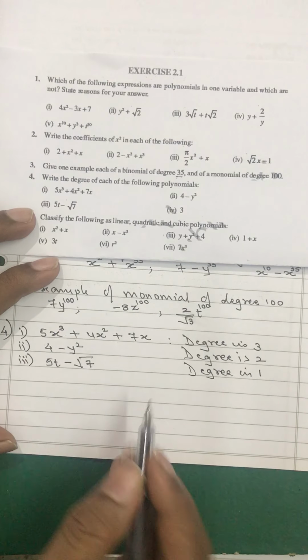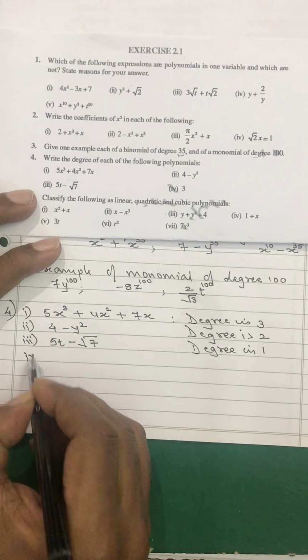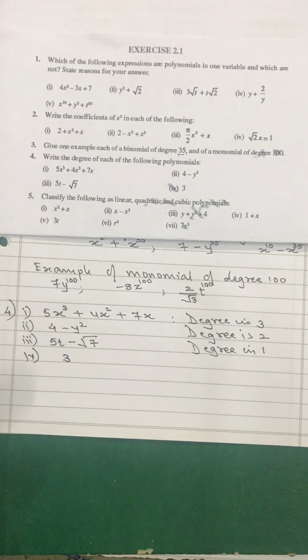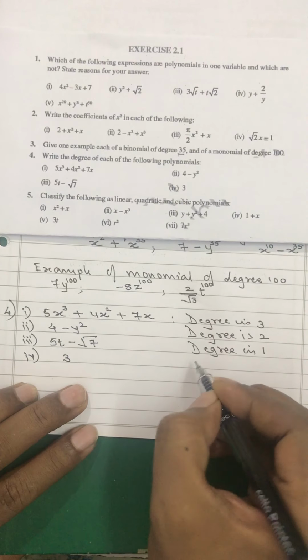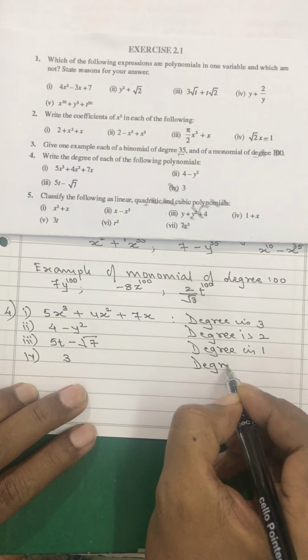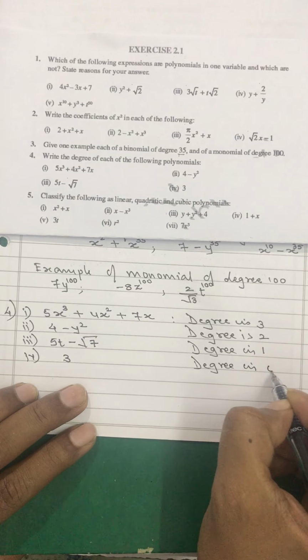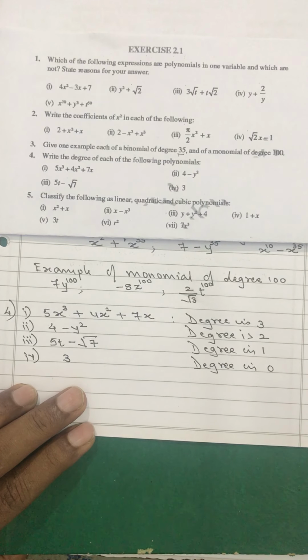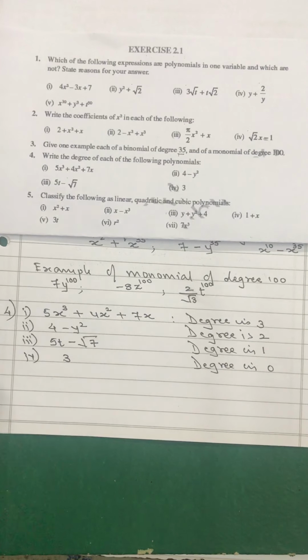When there is no written power, the power is 1. In the fourth question, we have only 3 written over here. As I told you before, when there is no variable written, the variable is there, but the power of the variable is 0. The coefficient is also not written. So here the degree is 0. My dear students, I hope everything is getting clear.